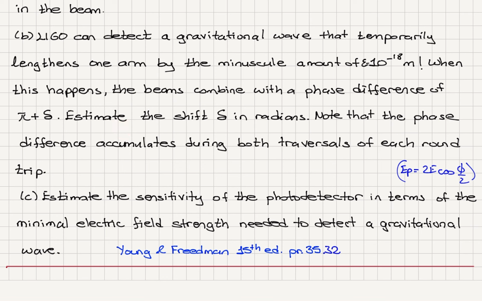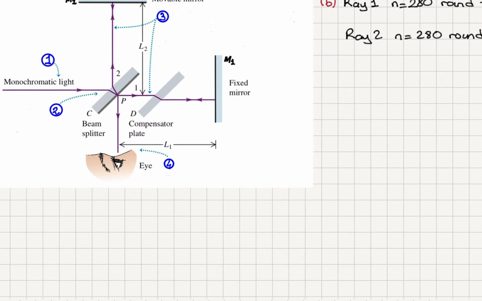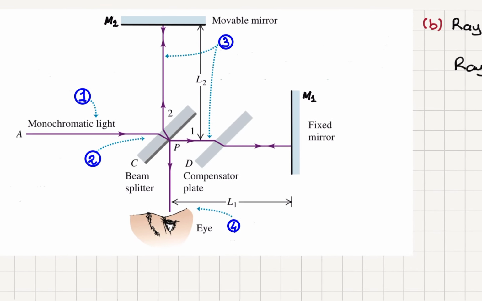Note that the phase difference accumulates during both traversals of each round trip. Alright, so let's remember how the Michelson interferometer works here. We have a monochromatic light source in the Michelson interferometer, and this is going through a beam splitter, so you can see that it goes through the beam splitter once, it reflects and goes through it again and goes to mirror 2, and then retro reflects from mirror 2 and goes through the beam splitter again and reaches this point.